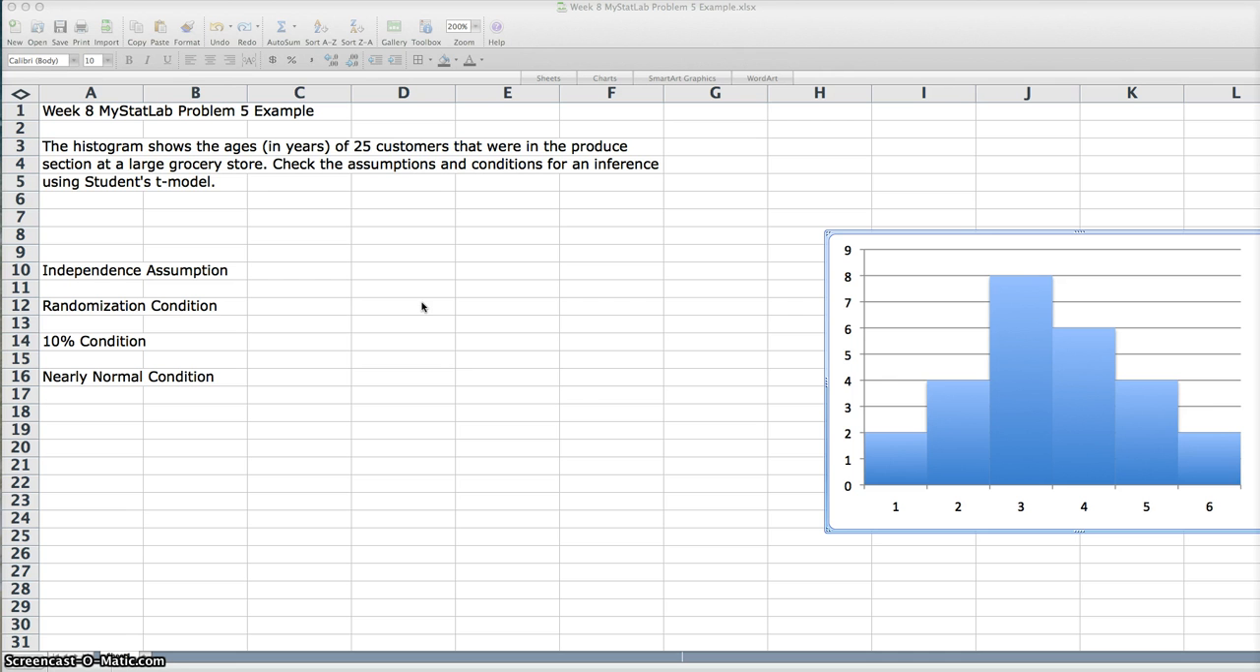And here the problem states, the histogram shows the ages and years of 25 customers that were in the produce section at a large grocery store. Check the assumptions and conditions for an inference using Student's t model.